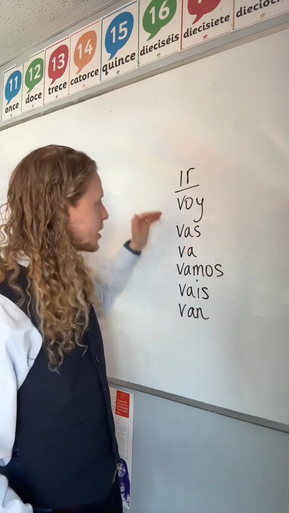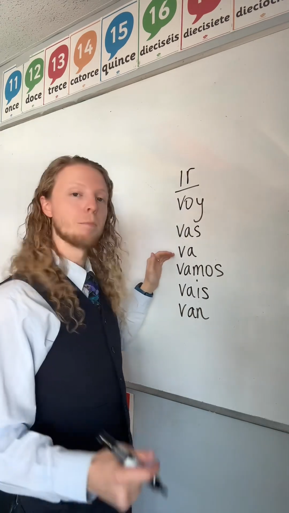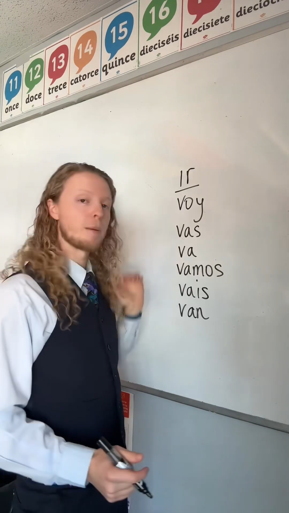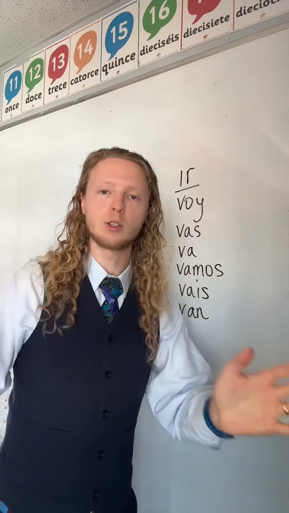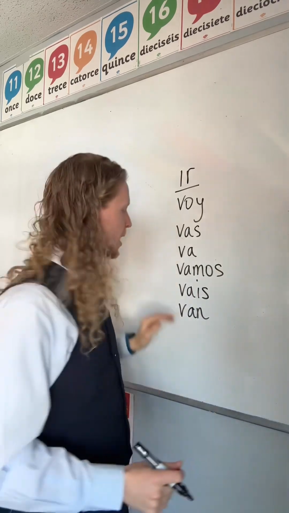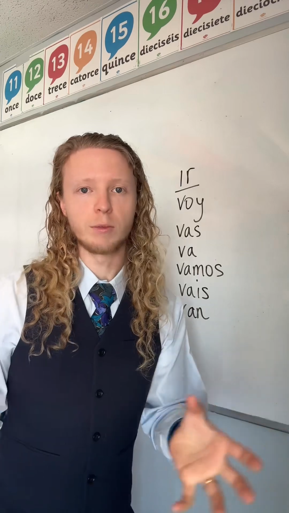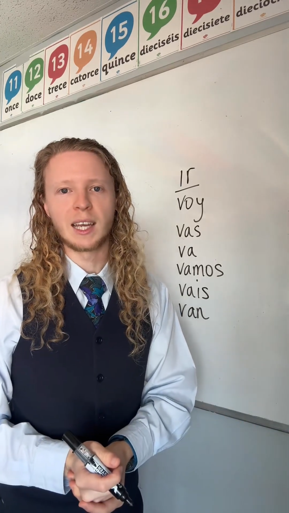In the present tense, it goes voy, I go, vas, you go, in the tú form, va, he or she goes, or usted goes, the formal you, vamos, we all go, we go, vais, you all go, it's the you plural, which is only used in Spain, and van, which is they go, or ustedes go, which ustedes is the formal you plural, and it's the only you plural which is used in Latin America.